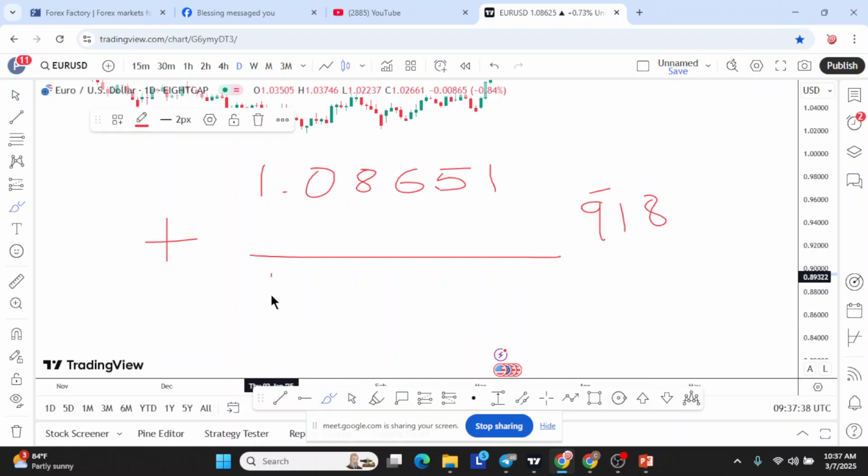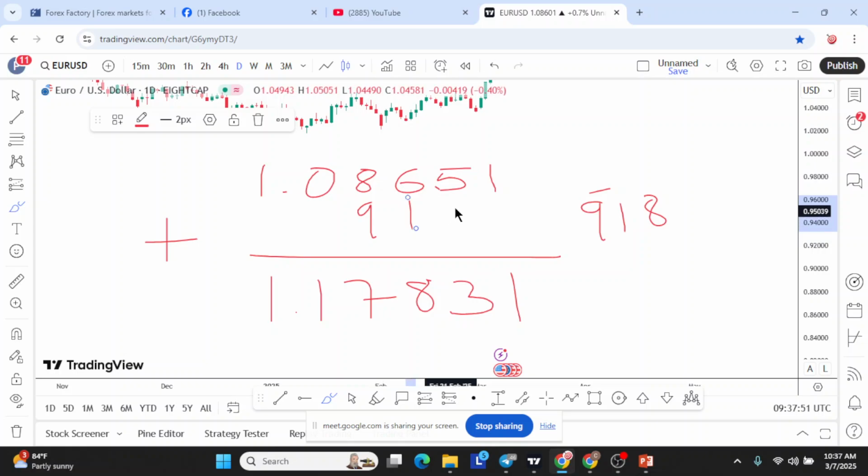1.17831. Okay, let's do this together. 918. So we have our 918 this way. So 1, we still have this one here. 5 plus 8, that is 13. So we have 3, we put 1 here. 6 plus 1, that's 7, plus this one we have 8. 9 plus 8, that is 17. We have 7, we put that 1 here. So yes, this is correct.